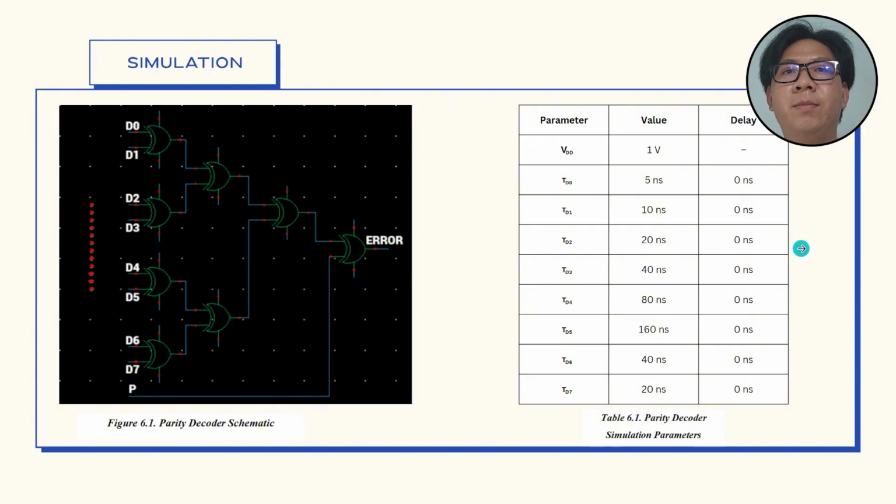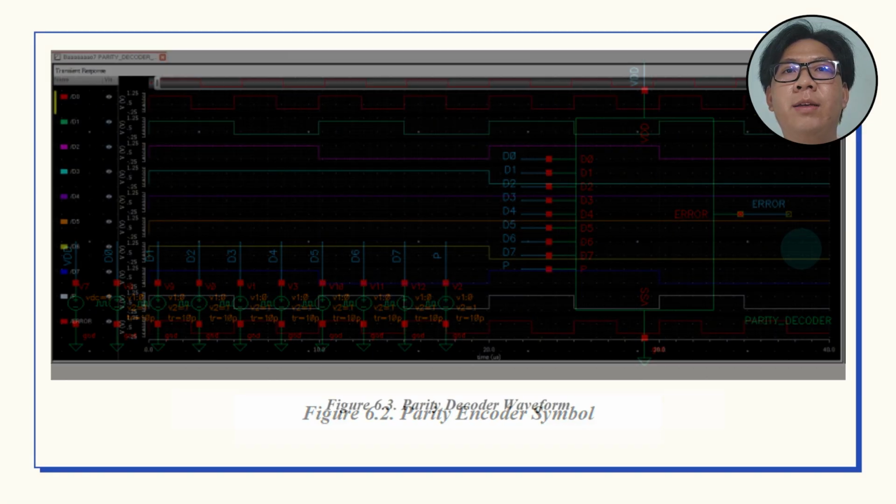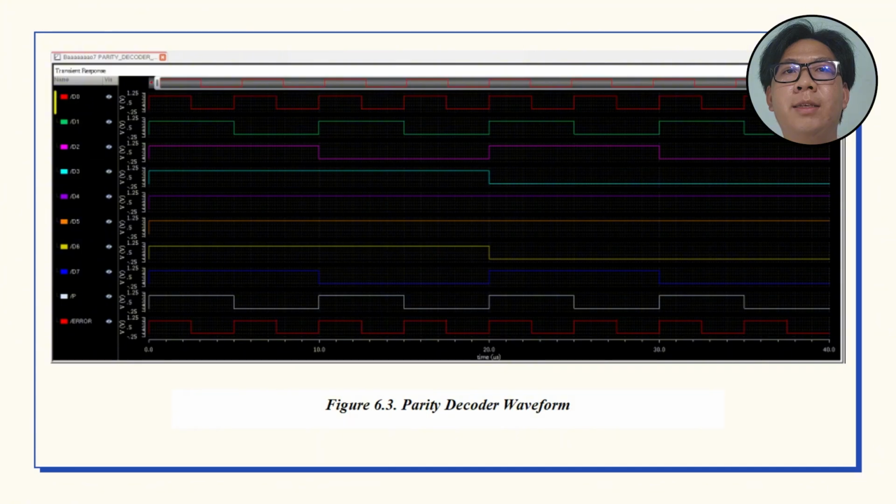In figure 6.2, we can see the parity encoder symbol. And in figure 6.3, we can see the parity decoder waveform. In the first time period, all signals from D0 to D7 and the parity bit B are at logic 1. That means we have 9 one bits in total, which is an odd number, so the error output goes high. Error equals 1, showing that an error is detected.